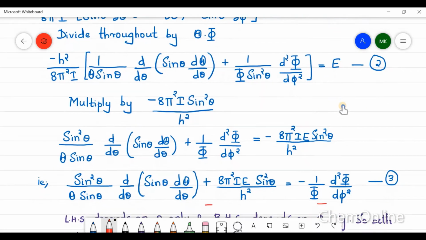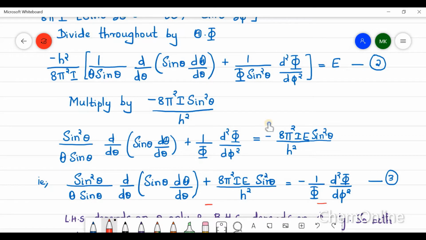Now you have to multiply equation 2 by minus 8 pi square I sin square theta by h square. The first term will be sin square theta by theta sin theta d by d theta of sin theta d theta by d theta, plus the second term becomes 1 by phi d square phi by d phi square, equals minus 8 pi square I E sin square theta by h square. So after dividing by theta into phi, we have multiplied that equation by minus 8 pi square I sin square theta by h square.